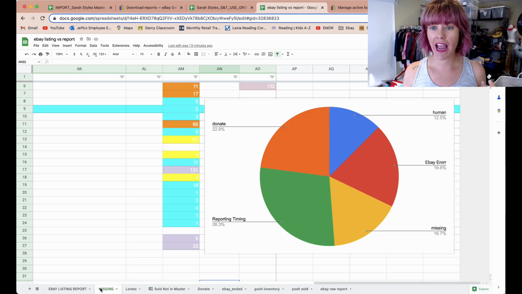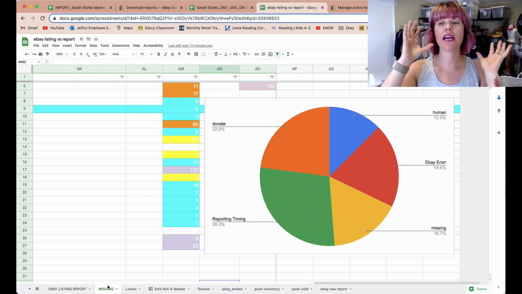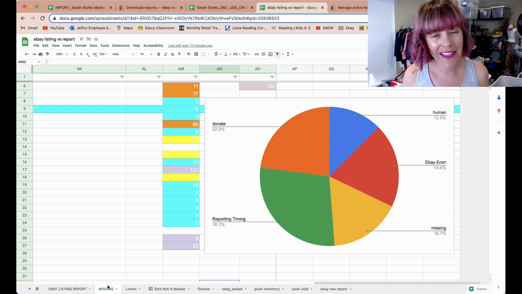Now I have to figure out the chart that I had for you. Okay, so this is what I did. It finally ended, and this is where everything was. I'm going to tell you where everything was, what happened with these 500 listings, and then the processes I'm putting in place to make sure this doesn't happen again.